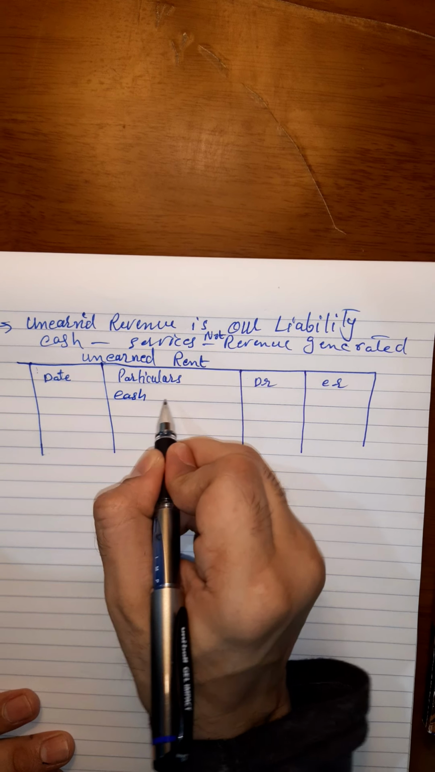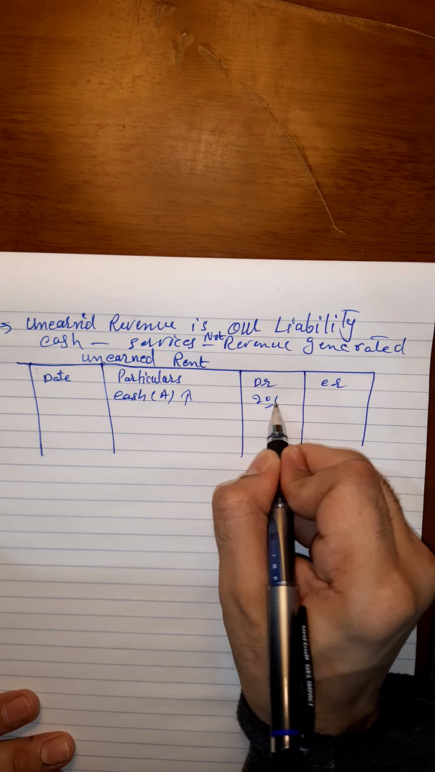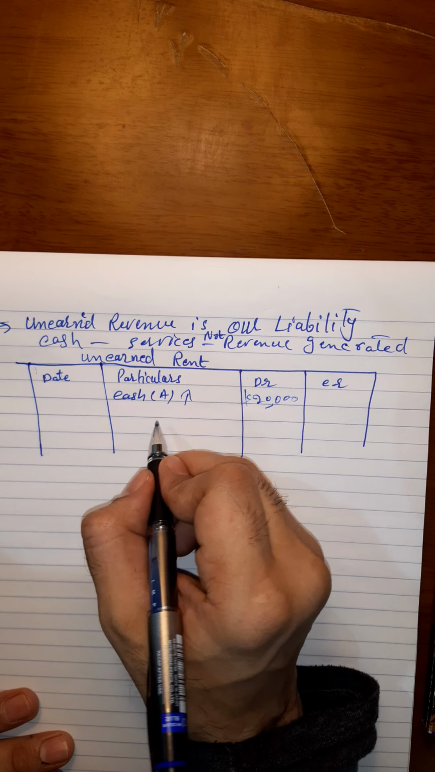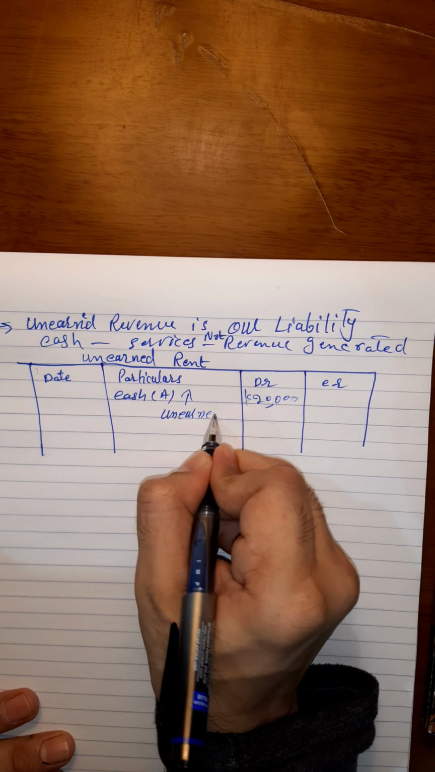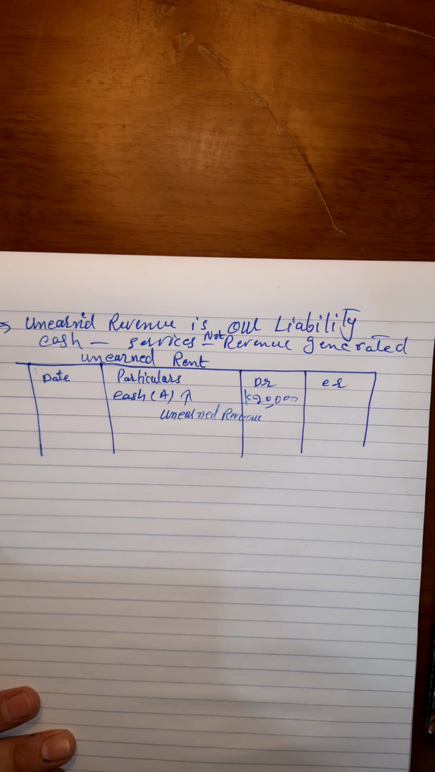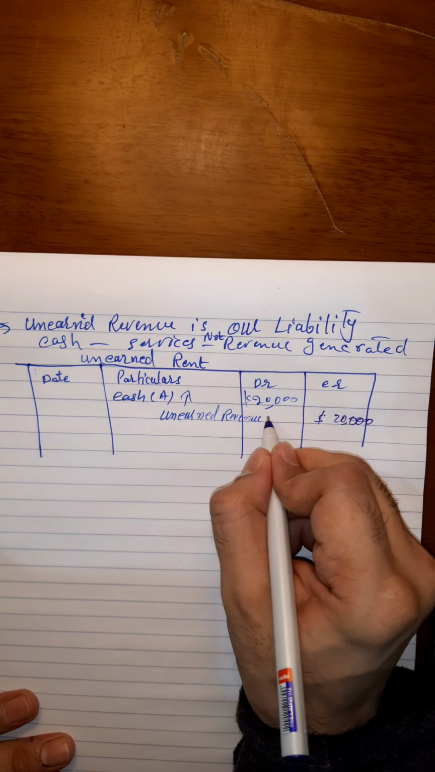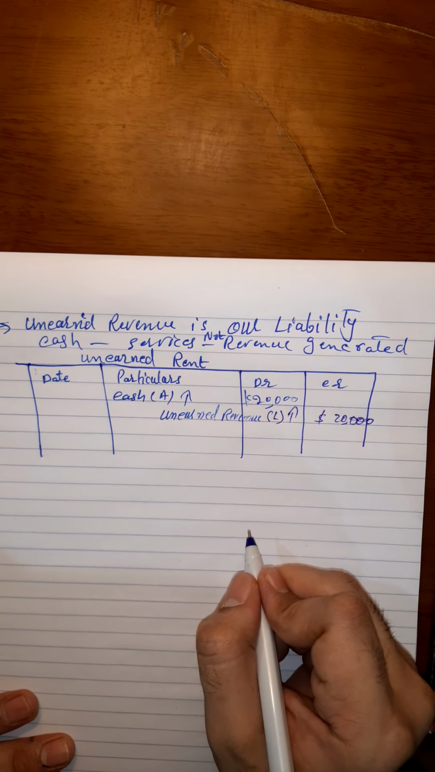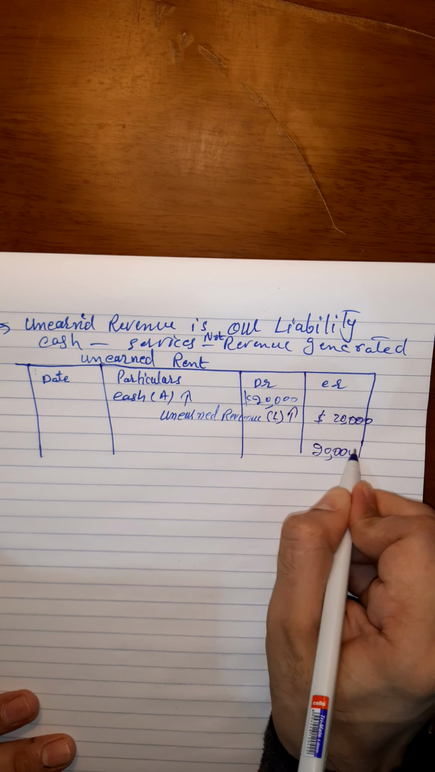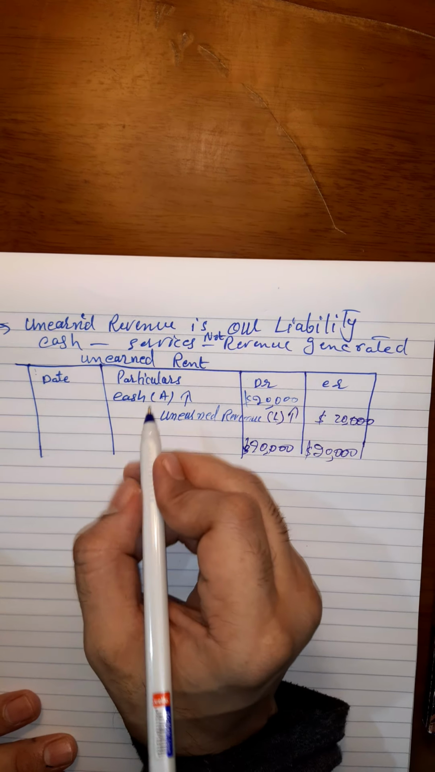So friends, we receive the cash against the rent. Cash is our asset, increase. So $20,000 debit, and our unearned revenue will credit $20,000. Why will unearned revenue credit? Because it is our liability and liability is increasing. When liability increases, it will credit $20,000. This is the entry for unearned rent.